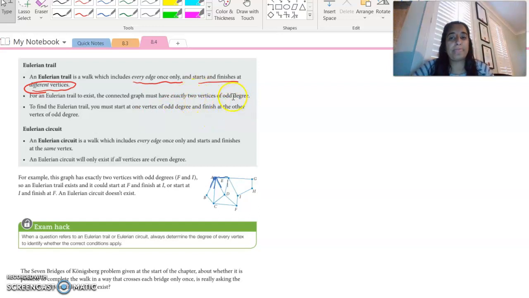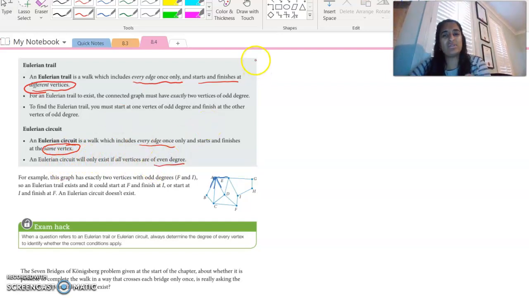Okay, so there are 2 vertices that have an odd degree, so they're going to have a 1, a 3, a 5, a 7 pathway. It's going to start at one of them and end at the other one. An Eulerian circuit, however, is a walk that basically includes every edge once still, but this time we start and finish at the same vertex. Okay, so an Eulerian trail is at different vertices and an Eulerian circuit is at the same vertex. And for an Eulerian circuit to exist, all vertices must be of even degree.